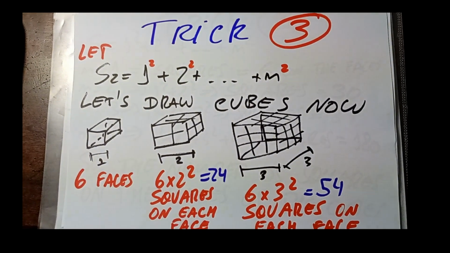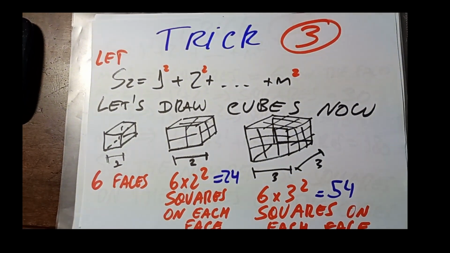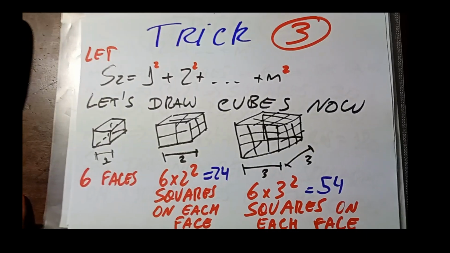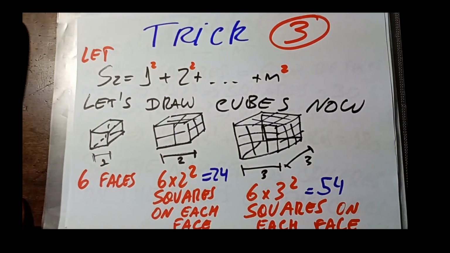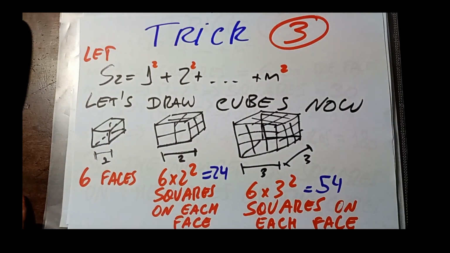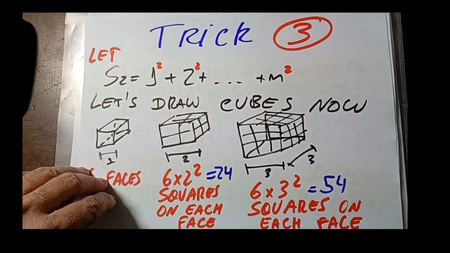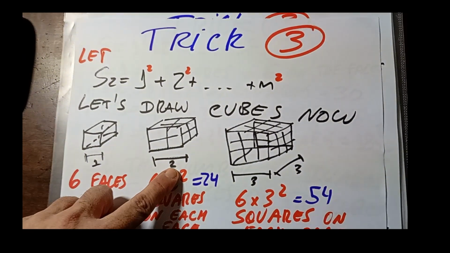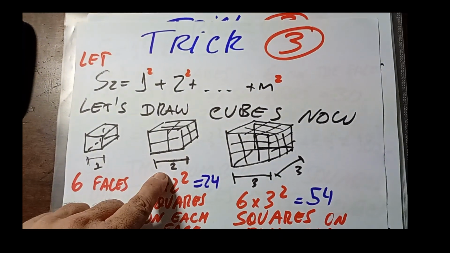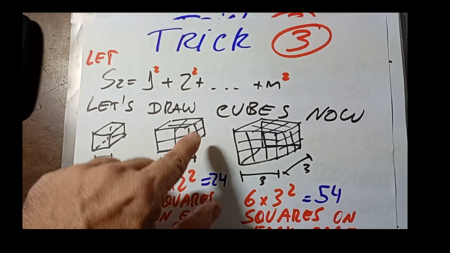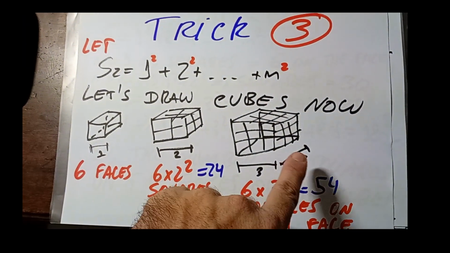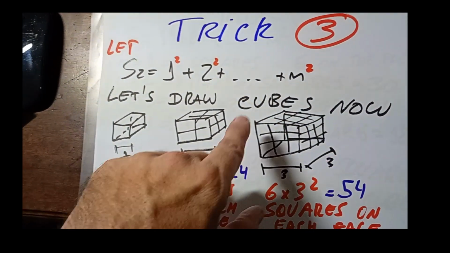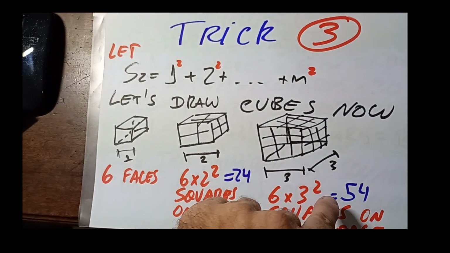Now we want to calculate 1 raised to 2 plus 2 raised to 2 up to n raised to 2. We draw cubes and calculate the number of squares on each face of the cubes with side 1, 2, 3 till n. The first cube has 6 faces. The second, with side equal to 2, has 6 times 4 squares, 24. The third, with n equal to 3, has 9 squares on each face, and with the cube's 6 faces, 6 times 9 is equal to 54.